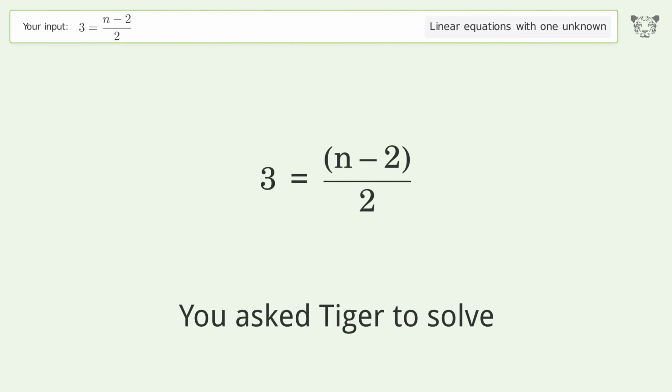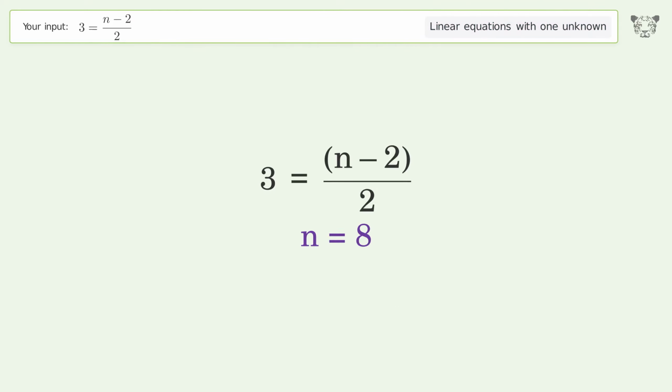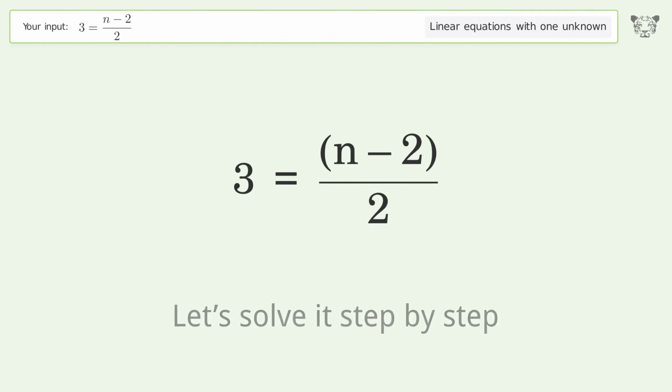You ask Tiger to solve this. This deals with linear equations with one unknown. The final result is n equals 8. Let's solve it step by step.